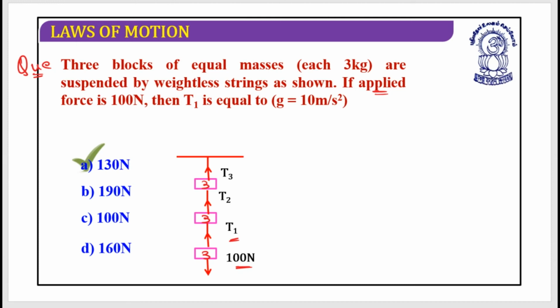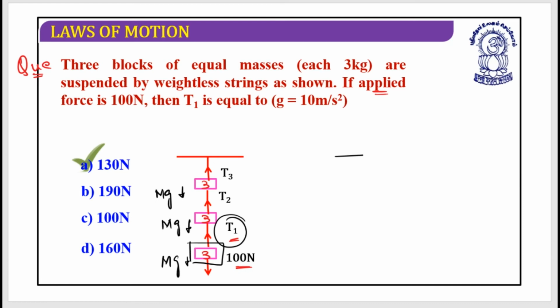Can it be done? No? Not an issue. Let's have a look at what the situation is. These are 3 kg blocks, and what I understood is that here mg would be acting on this, here again mg would be acting on this, and here again mg would be acting on this. So when I want T1 only, let's have a free body diagram of this system.